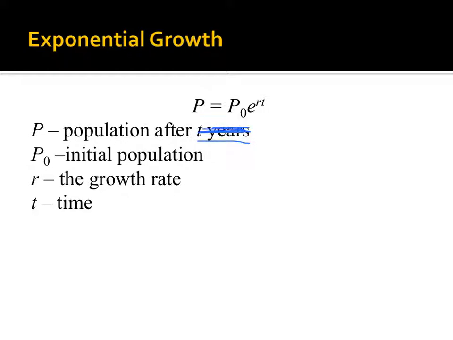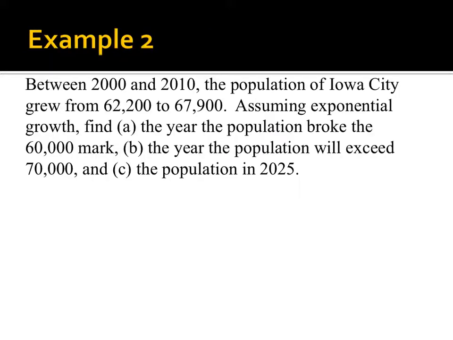What it should say is it's the population after time t, because, remember, I did mention that time could be in different units. The rabbits were in months. It could definitely be in different units, so you definitely want to adjust that, because it's not in years. It could be in any unit as long as you're consistent with it. Okay, let's go ahead and look at an example.